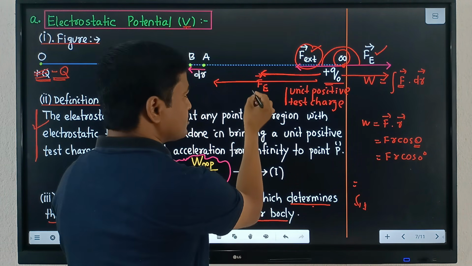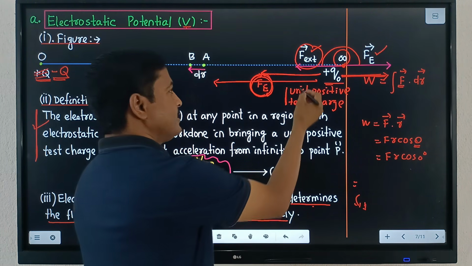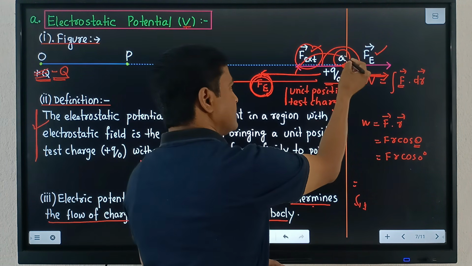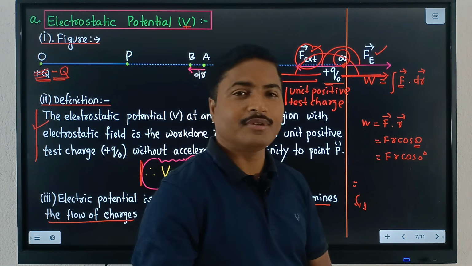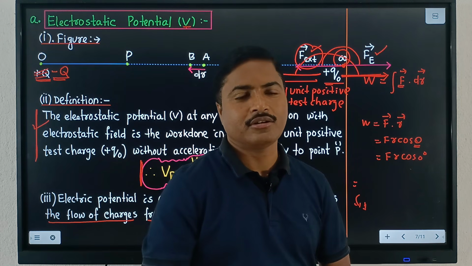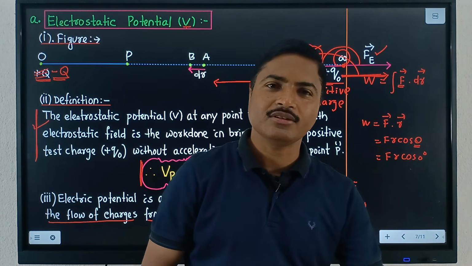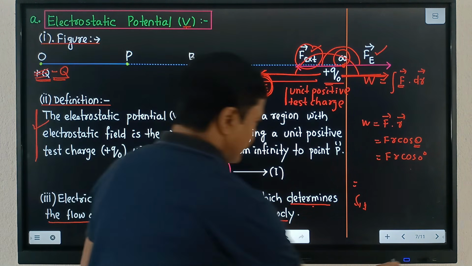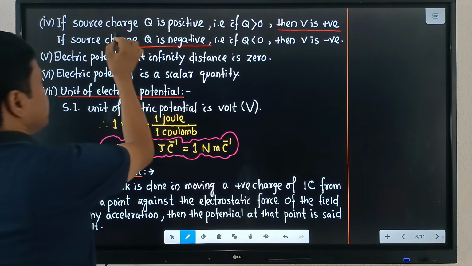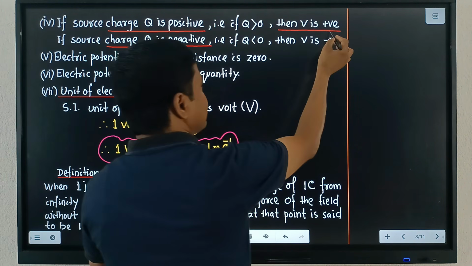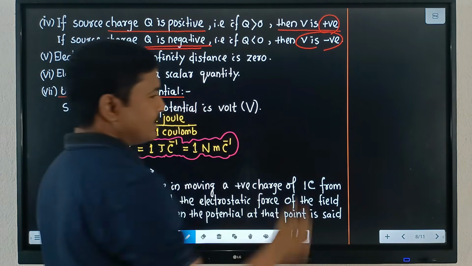If in place of the electrostatic force we take the external force, then the angle between the electrostatic force and external force is 180 degree. Cos 180 means minus 1. That means work done is negative. Work done is negative, so electric potential is also negative. Clear? Finally we write, if source charge is positive, potential is positive. If source charge is negative, electric potential is negative.